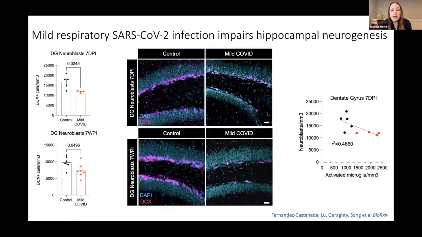Together with that microglial reactivity, we see an inhibition of hippocampal neurogenesis, as has been described previously in the context of neuroinflammation, and the degree of inhibition of hippocampal neurogenesis correlates with the degree of microglial reactivity within the white matter of the hippocampus.